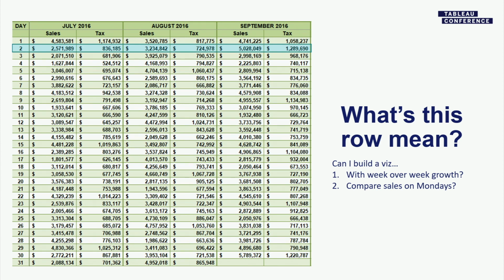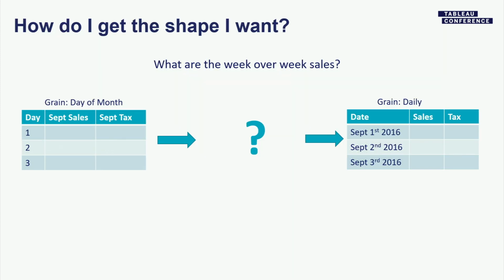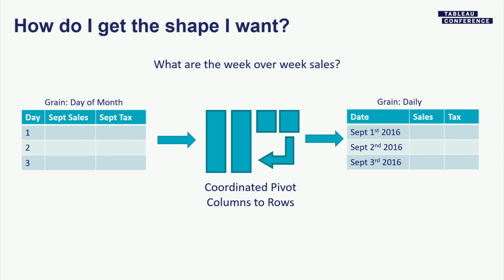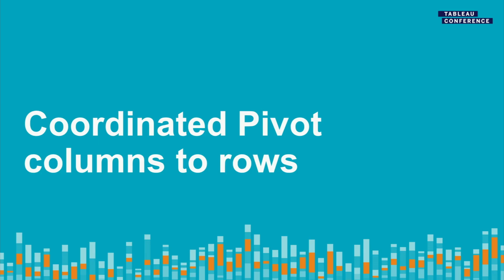We see these a lot in Excel reports or things that get exported from other systems. And it's a similar pattern. I want to go from day of month to daily. But I don't just want to do the same pivot we did before. I actually want to pivot two groups at the same time. So in Tableau Prep, we call this coordinated pivot. I want to pivot multiple groups in one action. And so Yusuf's going to show that.